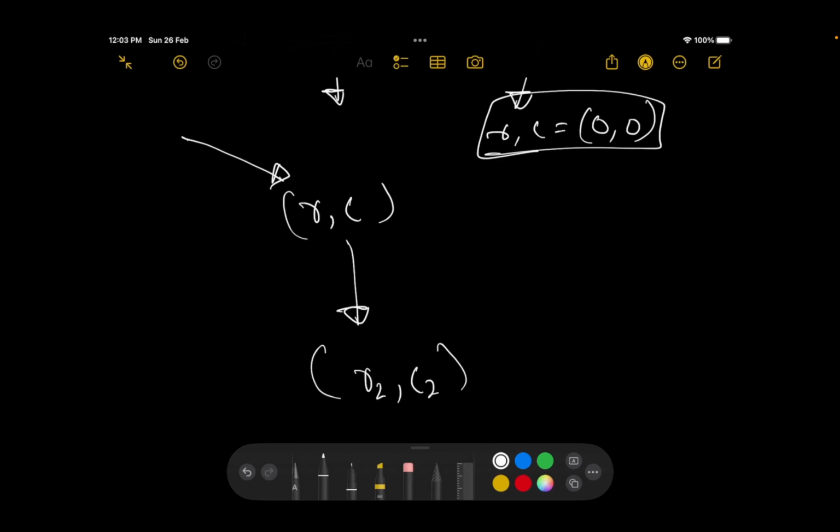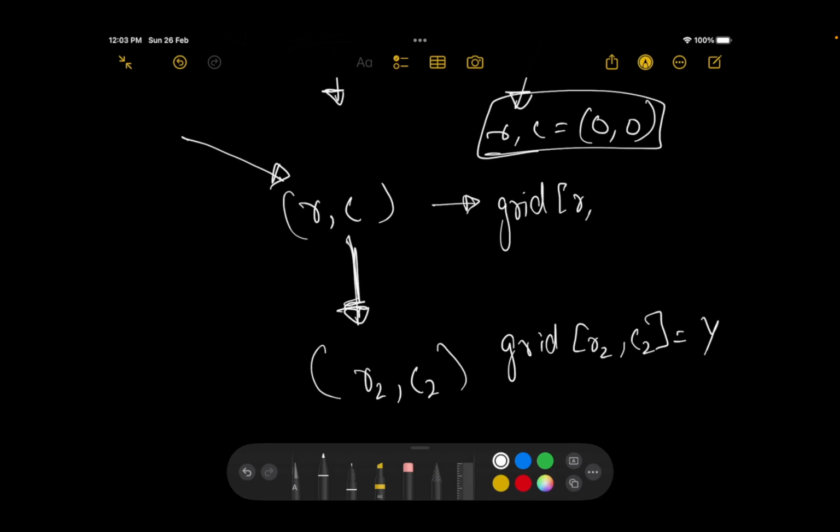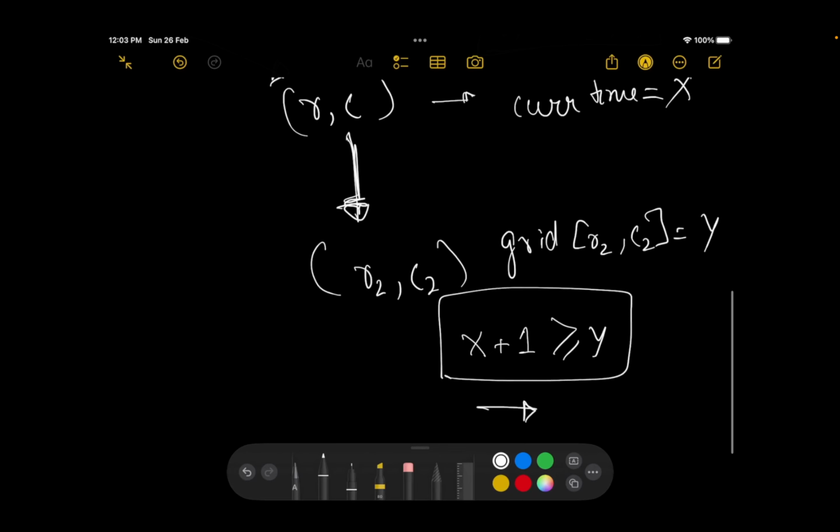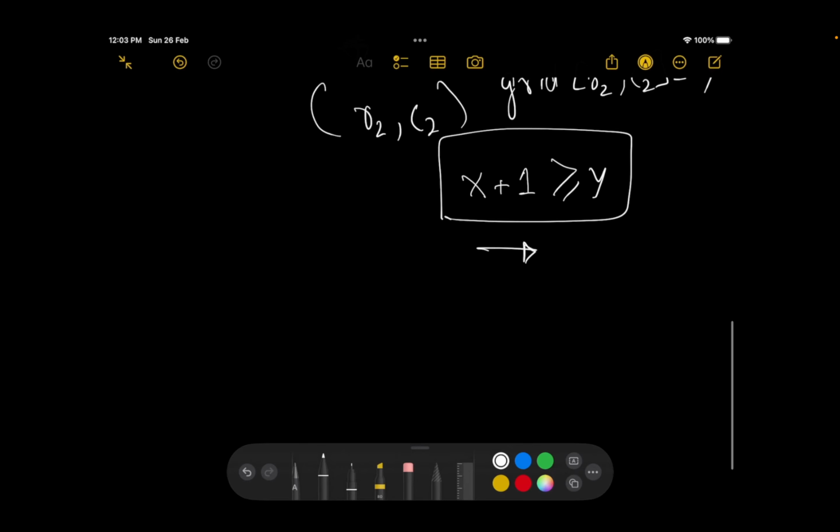Now what I'll do is check: let's say the grid of R2, C2 has some value y, and let's say the current time is x. The grid of R, C doesn't matter over here. Now if x plus 1 is greater than or equal to y, then definitely I can go. So that's the base case. But what if x plus 1 is less than y? Then in that case what would happen?